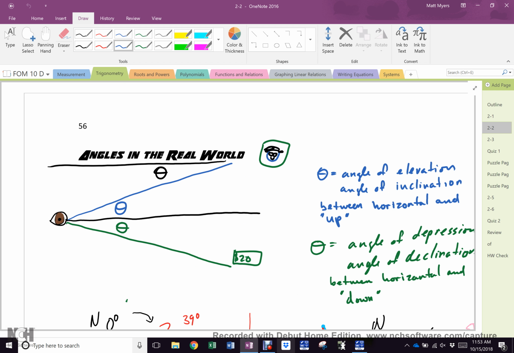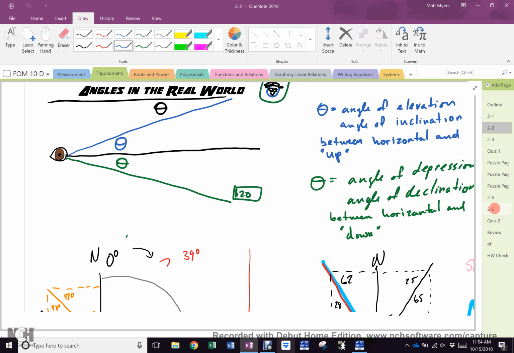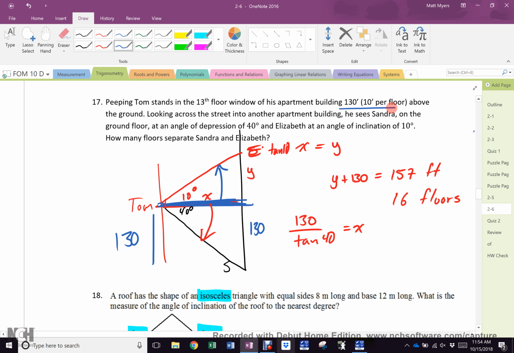The answers to every question that you will ever get anywhere in my math class exist in your notes somewhere. Why do I give the notes? So you know how to do the questions. How did I get 16? The same way I got this. I read the question. 10 feet per floor. So 157 feet is almost 160 feet, which divides by 10 to get 16 floors.